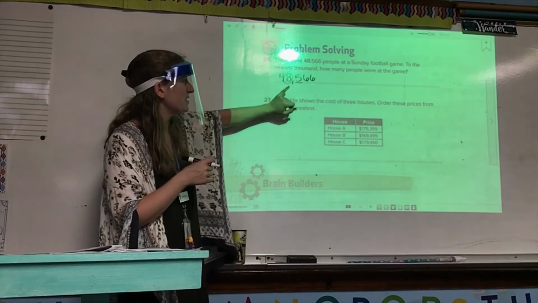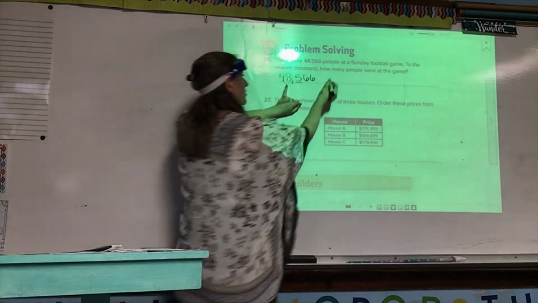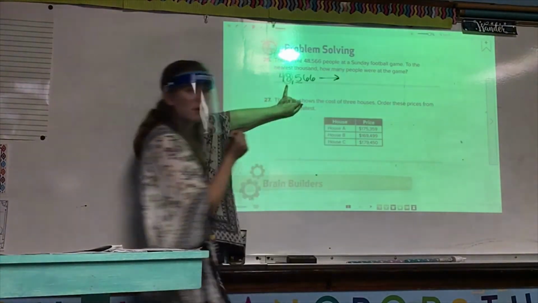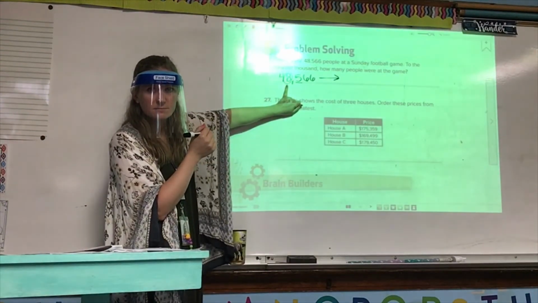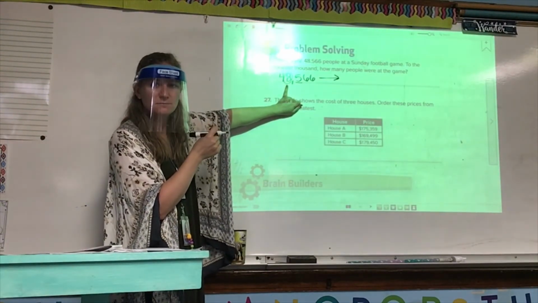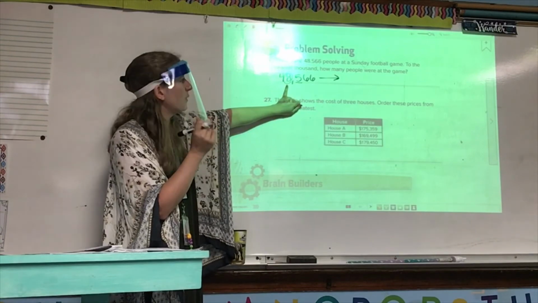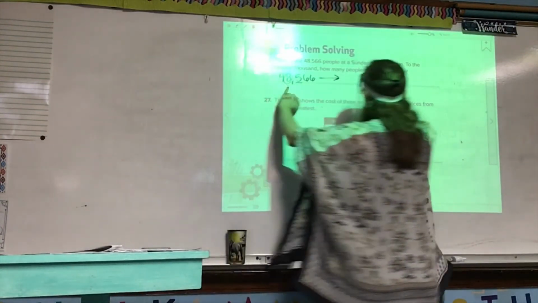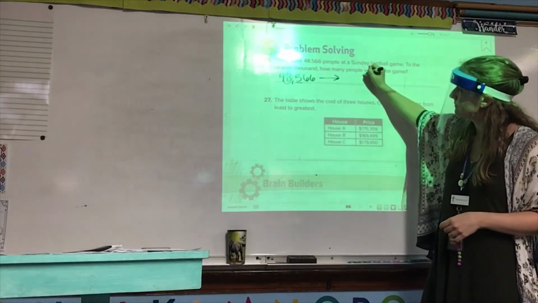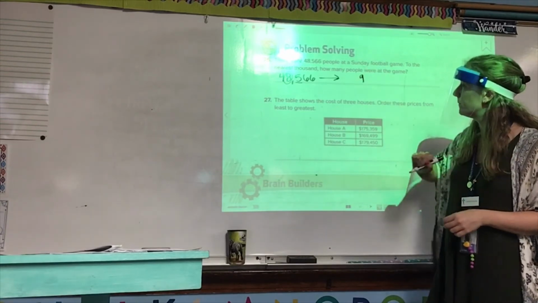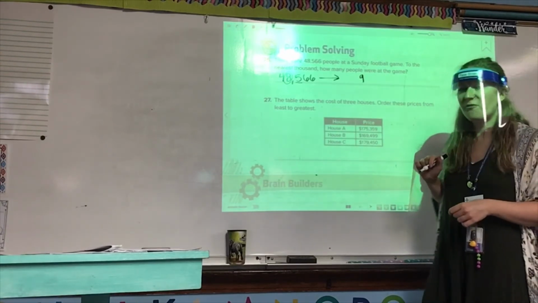So our underlined digit is a 5. What does that mean we have to do to the 8? Raise the 8. By how many? By 1. So we add 1 to the 8, which means we have the 9. Good. Step 4.